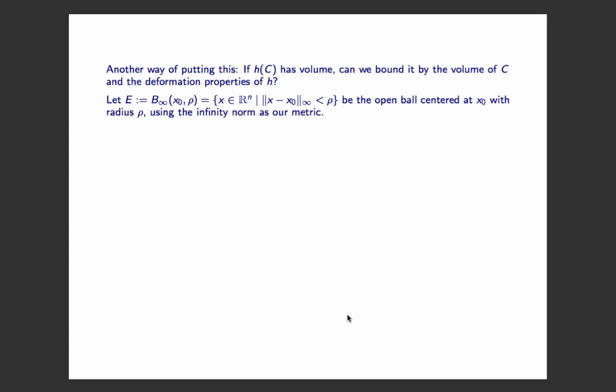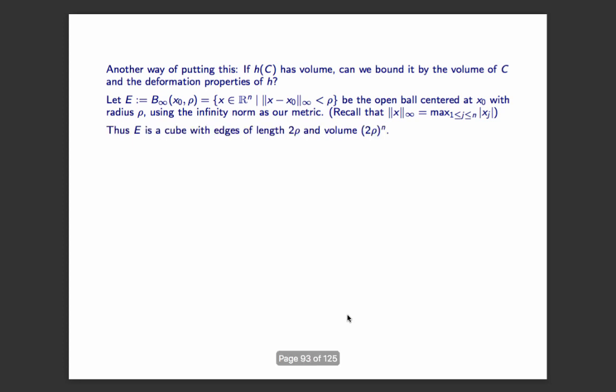Well, let E be the open ball centered at x naught with radius rho using the infinity norm as our metric. So it's all x in Rn for which the infinity norm of x minus x naught is strictly less than rho. Recall that the infinity norm of a vector is just the largest absolute value entry. That means E is a cube with edges of length 2 rho and volume 2 rho to the nth power, if E is a cube in n dimensions.